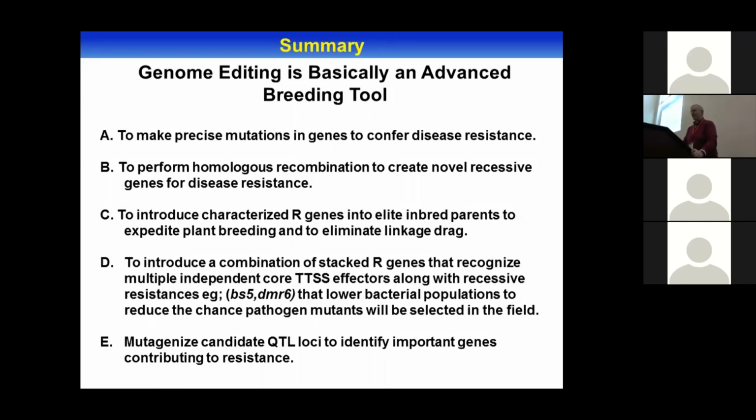We're trying to use various processes to perform homologous recombination to create novel recessive genes for disease resistance. We're introducing and characterizing genes into elite inbreds to expedite plant breeding and eliminate linkage drag. And then we're also, as we said, introducing a combination of stacked R genes that recognize multiple independent core effectors.